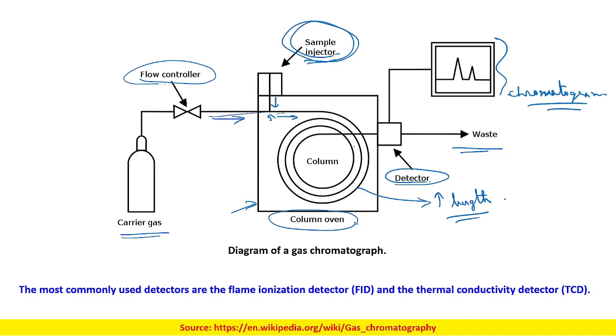So the rest of the thing goes as the waste. Okay. The most commonly used detectors are the flame ionization detector, which we have already discussed, and the second type of detector is the thermal conductivity detector. The thermal conductivity detector also we have discussed. Okay.